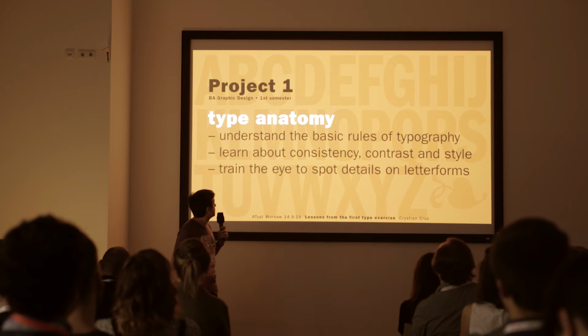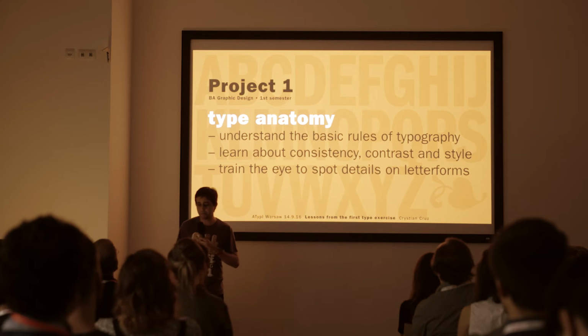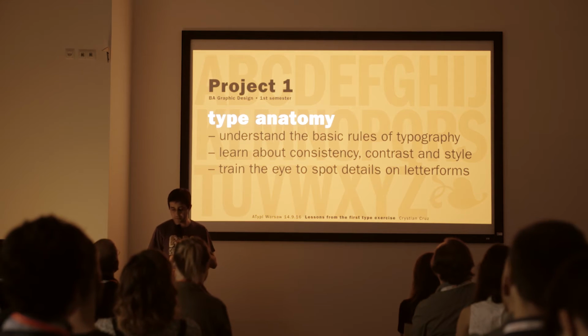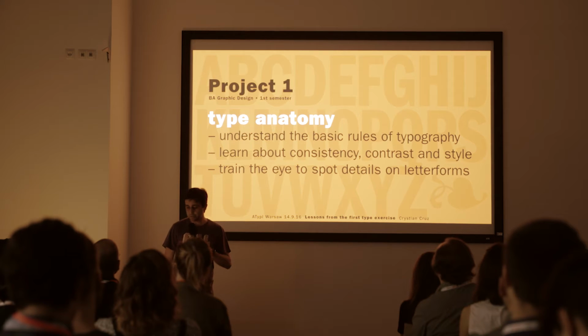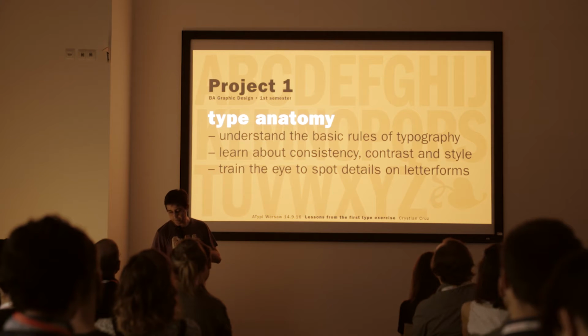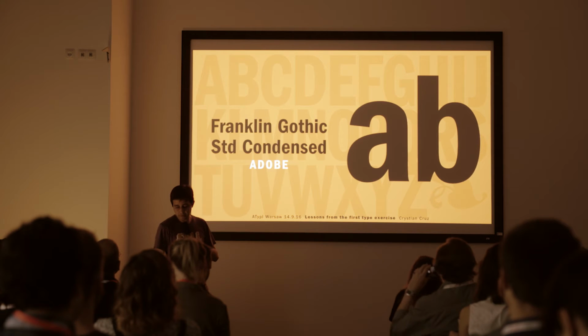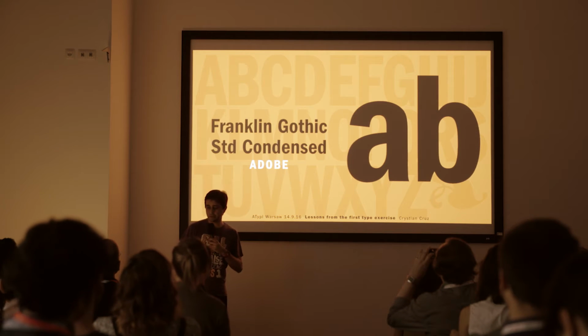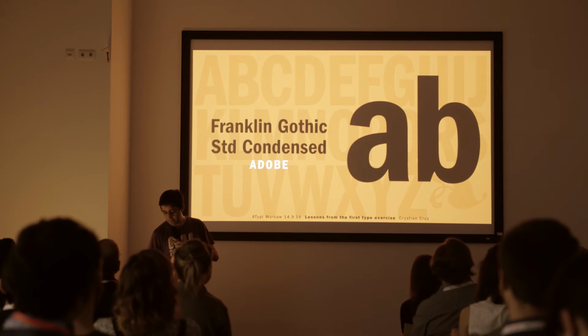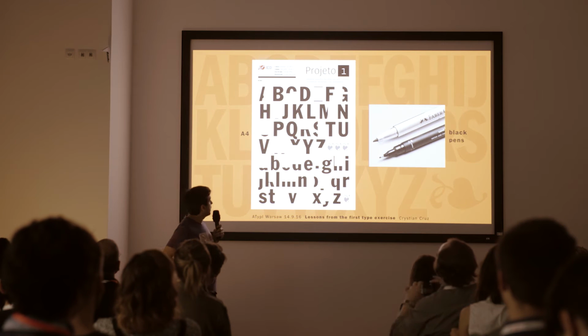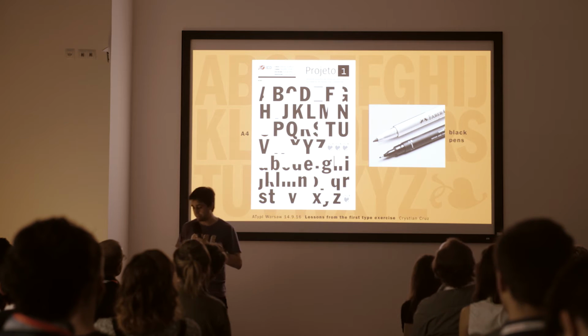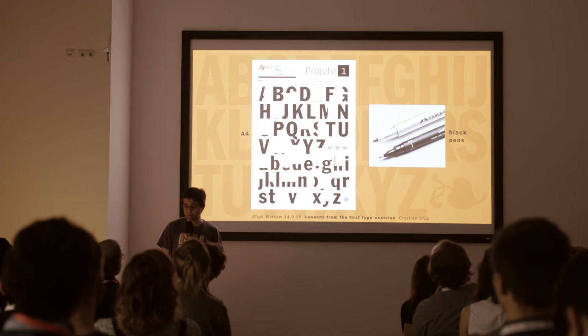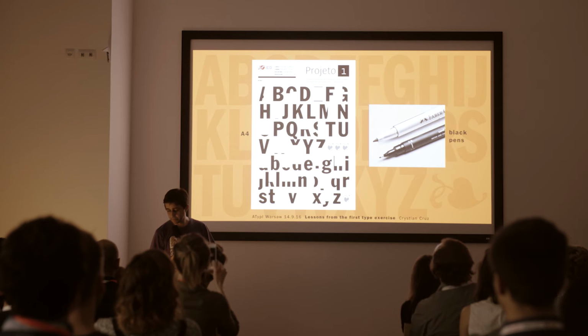So the goals are to understand the basic rules of typography, learn about consistency, contrast, and style, and train the eye to spot details on letterforms. What I do, I chose the typeface Franklin Gothic, and I give them an A4 size piece of paper, and I ask them to get 2 black pens, one with thin and another with thick strokes, so they can do details and draw the letterforms properly.